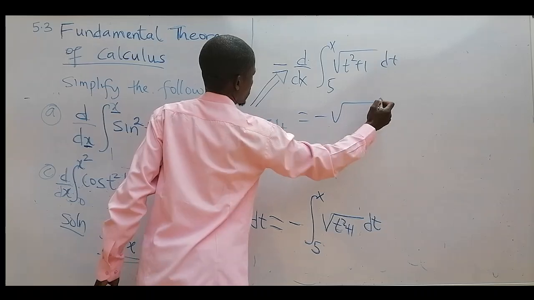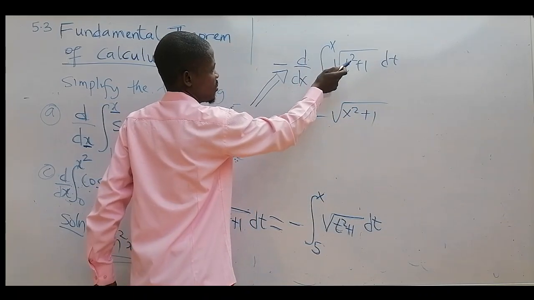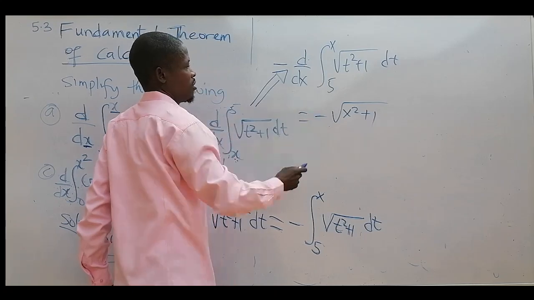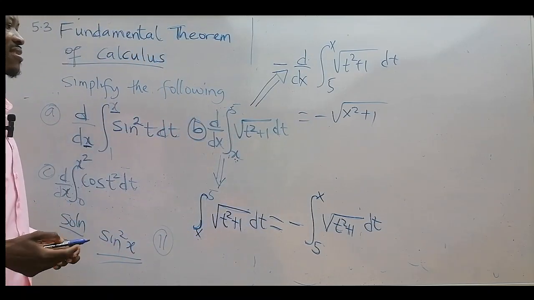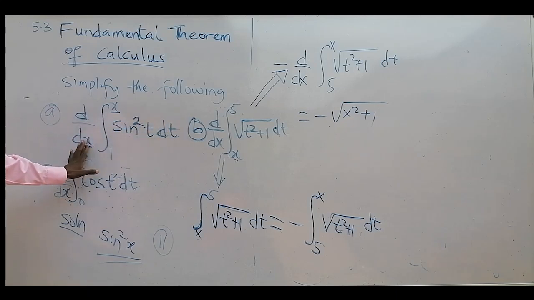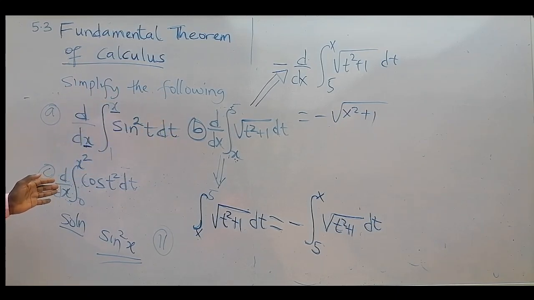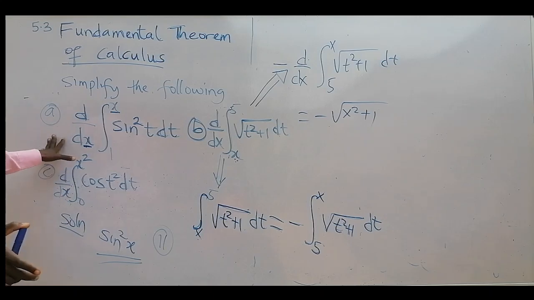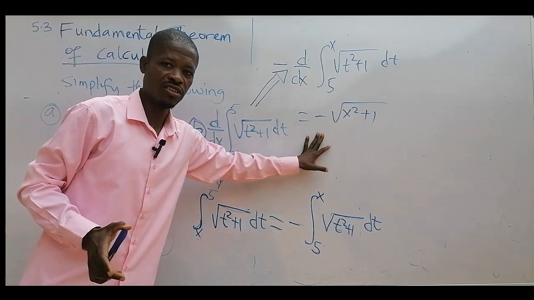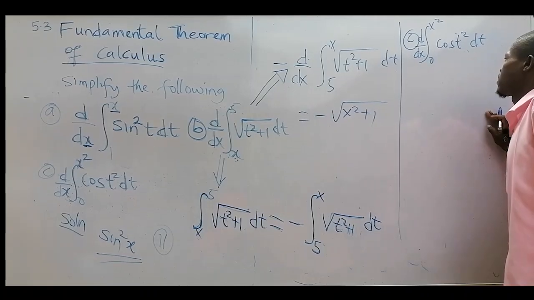Once you've done that, that will give you what? Minus the square root of s squared plus 1. Just make your substitutions, and when you see your t, you put your x there. In this case we don't put plus c. For a definite integral, we don't put plus c. For the derivative of an integral, we don't put plus c.